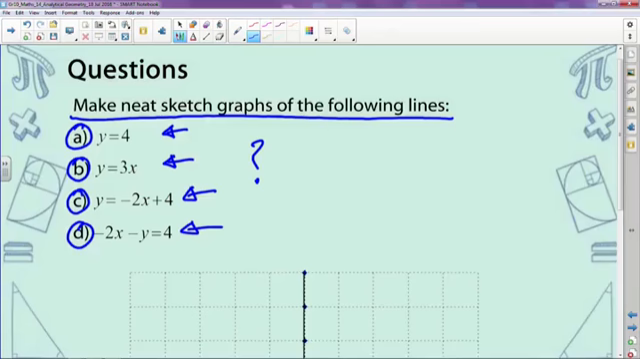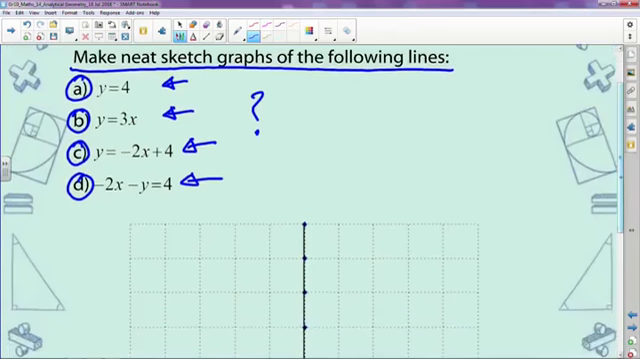So let's go through that first question, where y equals 4. Now usually when we're plotting a function, we would calculate what the y-intercept is and what the x-intercept is.